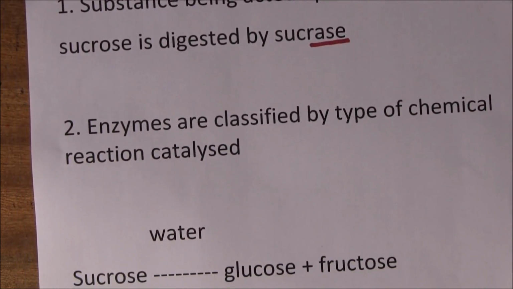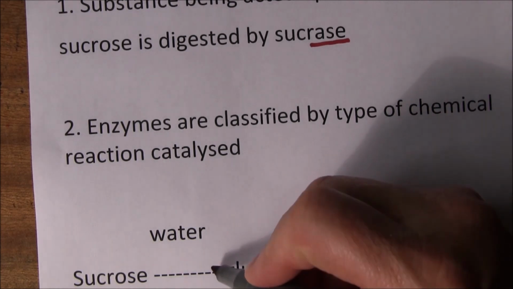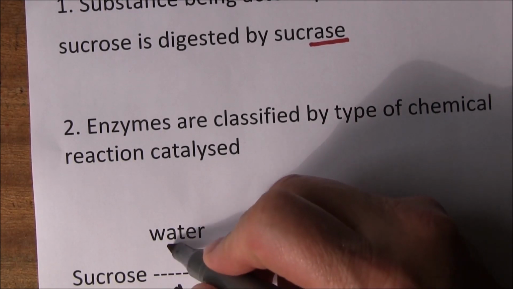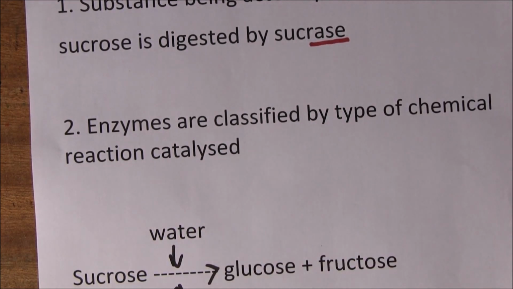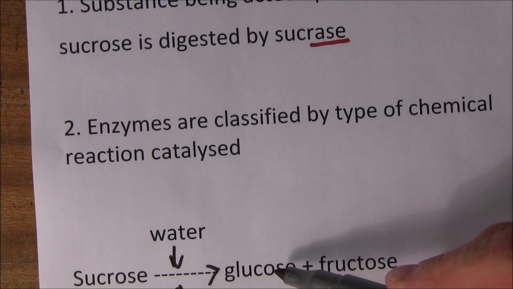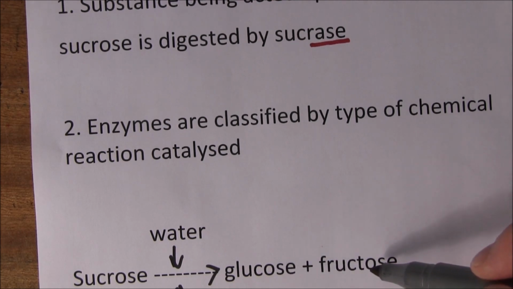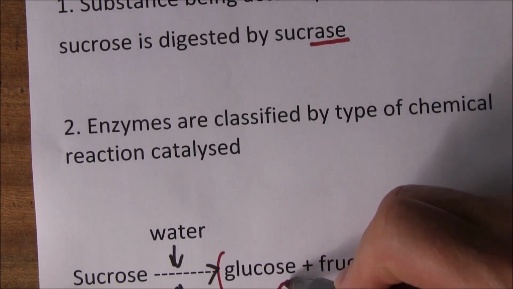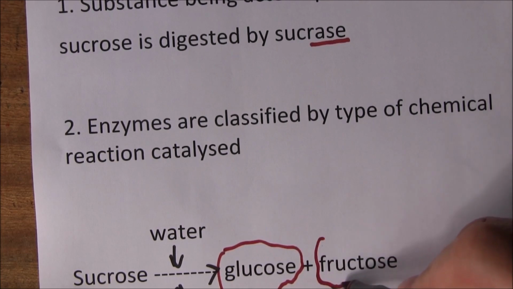And enzymes can be classified by the type of chemical reaction they catalyse. So the example we looked at was sucrose going to glucose and fructose by the action of the sucrase and the adding of the water. And we noted that the glucose ended up with an OH and the fructose ended up with an extra H, but they broke down into separate units. So these are both separate units at the end of this process. Monosaccharide units.